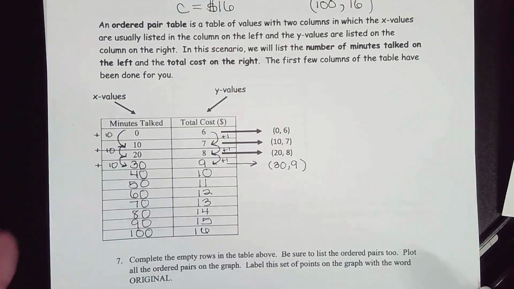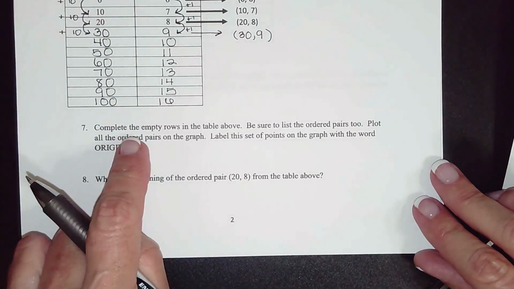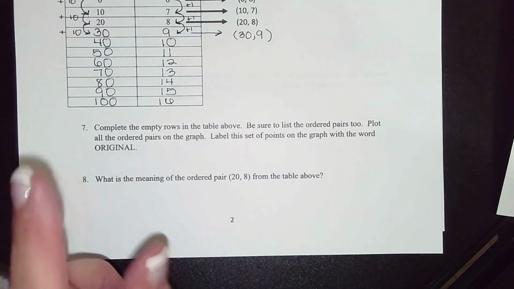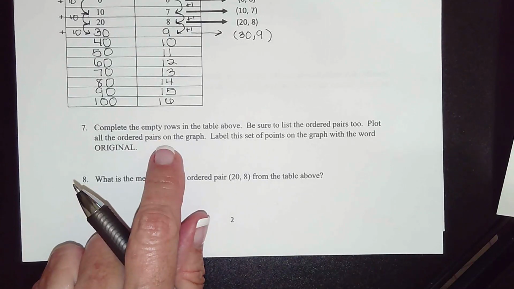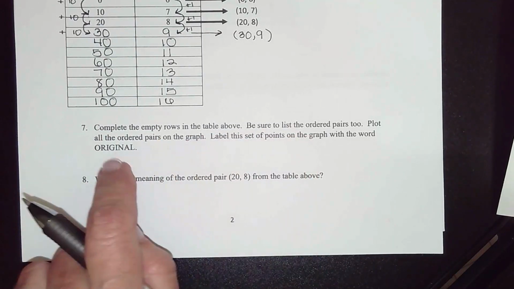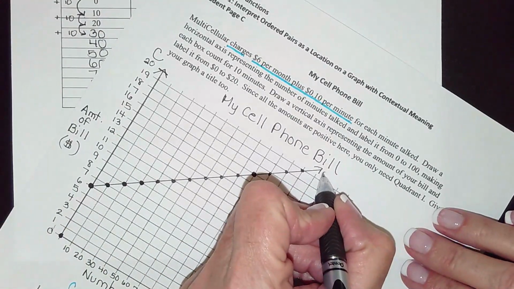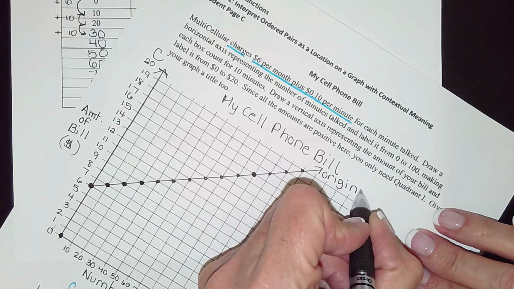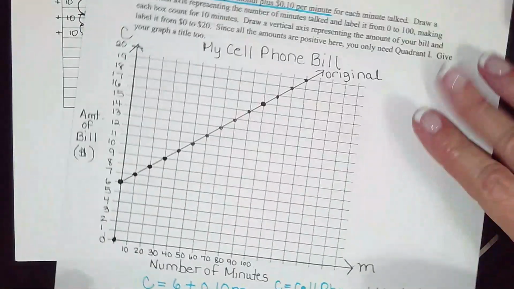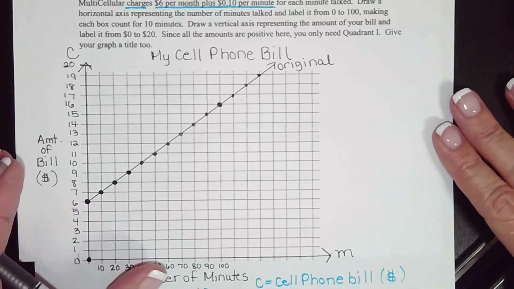So we completed the table. So next, complete the empty rows of the table. We did it. Be sure to list order pairs. Plot all the points in the graph, did it, label this graph as original. So right here, I'm going to write original. Like I said, we are going to have 5 graphs, hopefully all different colors, so we can see how they change.